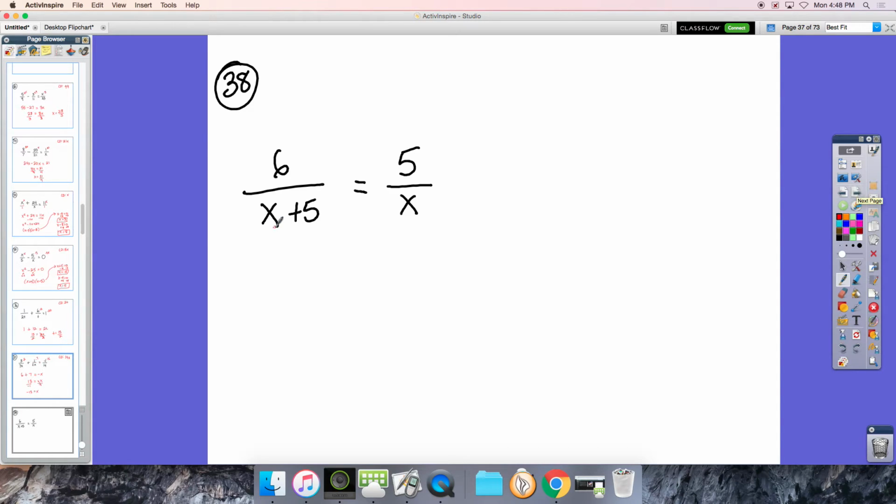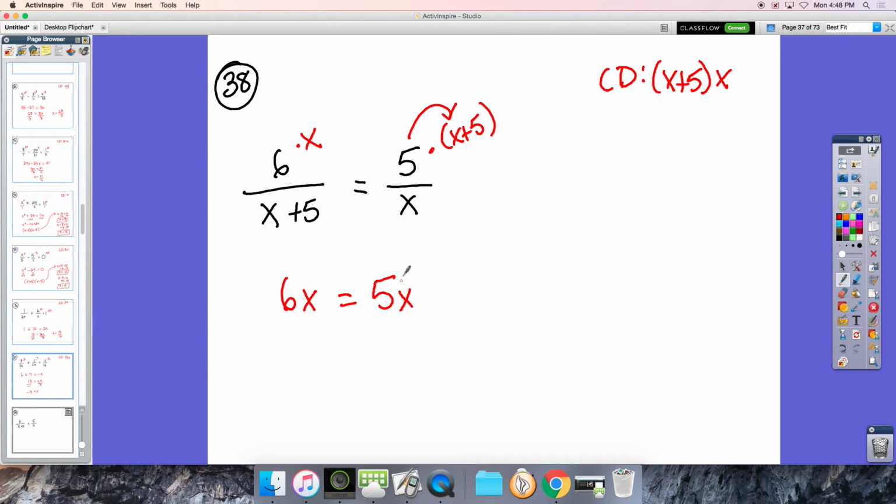On this one, our common denominator is just these two things multiplied together. So x plus 5 times x. On this one, we're missing the x, so I'm going to multiply the top of this one by x and the top of this one by x plus 5. So here I have 6x, and then I'm going to distribute 5x plus 25. I'm going to get all my x's together, so I'm going to subtract 5x over here. 6x minus 5x is just 1x, and that equals 25.